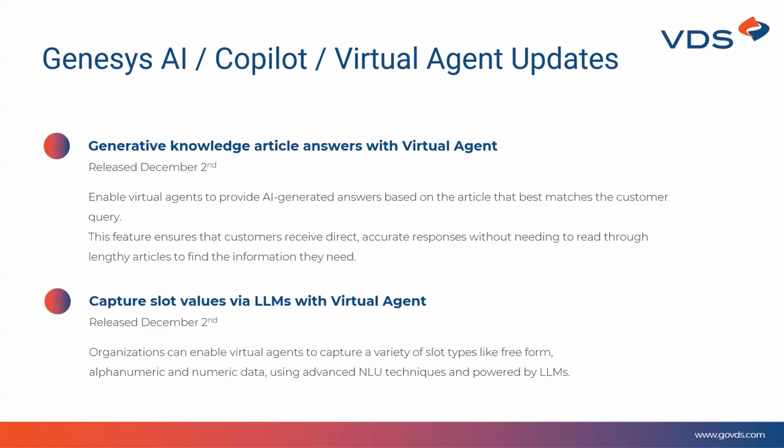So with this update, Flow authors can enable virtual agents to provide AI-generated answers based on the article that best matches the customer query. This answer generation, if you will, combines the capabilities of large language models with the knowledge bases to simply retrieve the relevant data and information from a single knowledge article, and then use that data to generate a contextual, accurate, and dynamic response back to the customer.